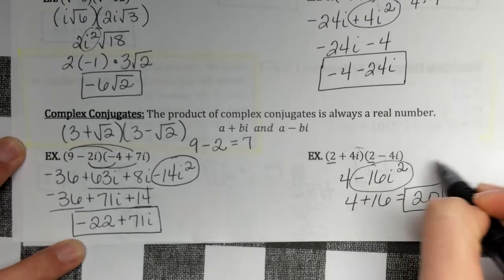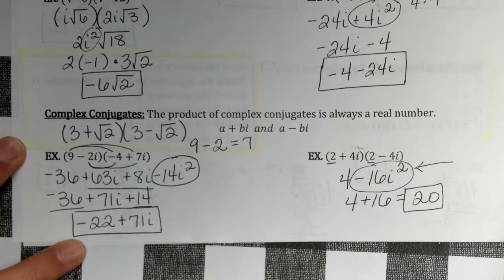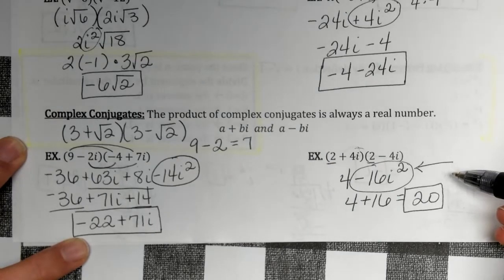Now, I do not want you skipping out on this i squared part. Yes, I know you should be able to look at that, say it in your head, -16i squared, that's a positive 16. I know how your brains work, but you've got to put it on paper, okay?